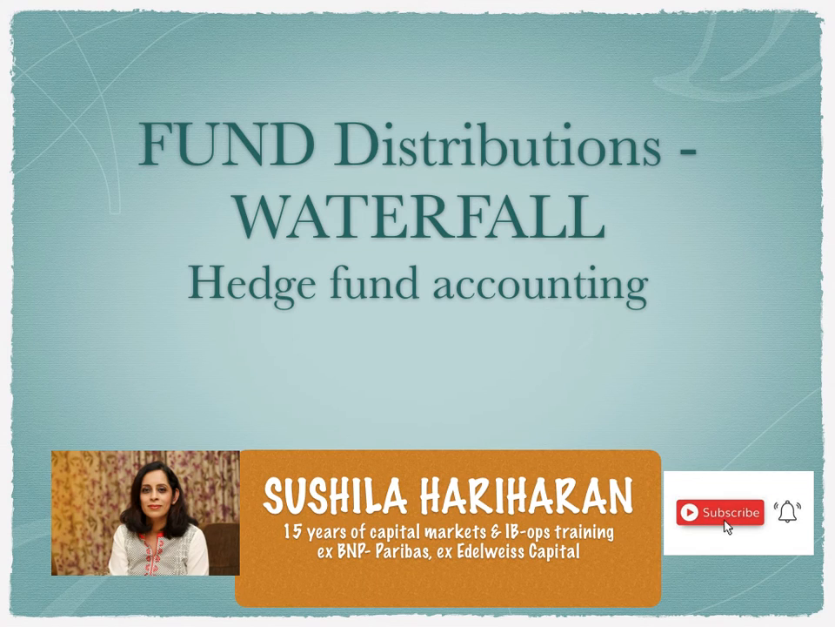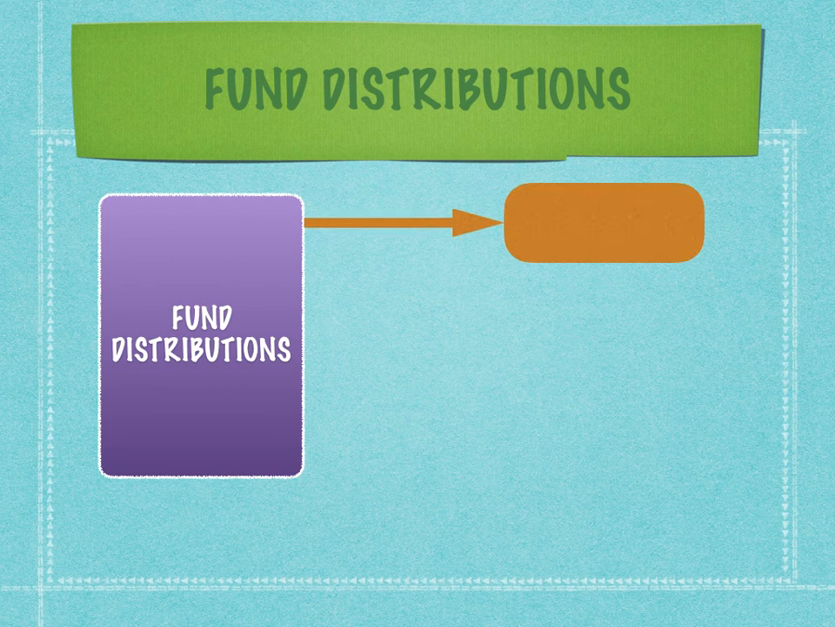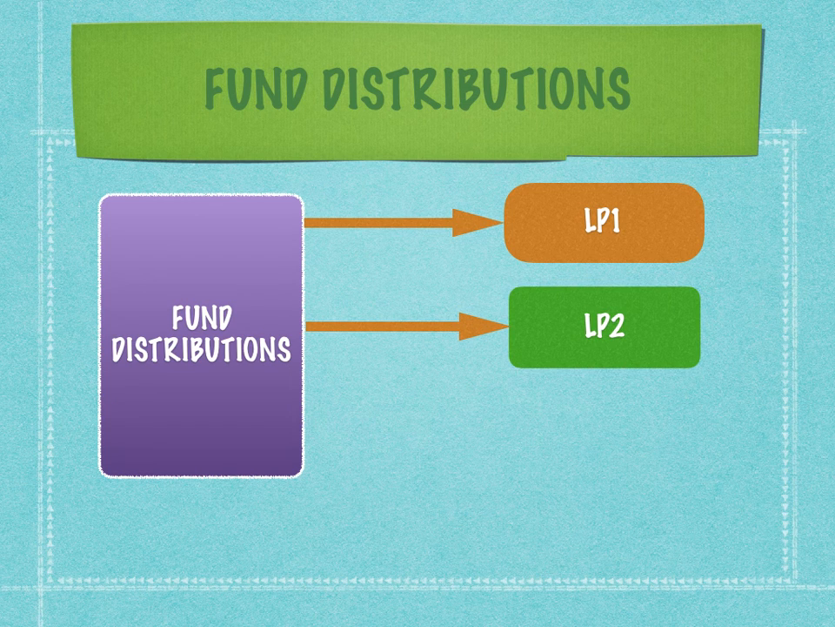This system of calculating fund distributions is called the waterfall methodology, which is what we're going to discuss in this specific video. Fund distributions will normally be first towards the limited partners. There could be one, two, five, six, any number of limited partners mentioned in the fund structure. And the fund distribution entitlement also goes to the GP as well, right?